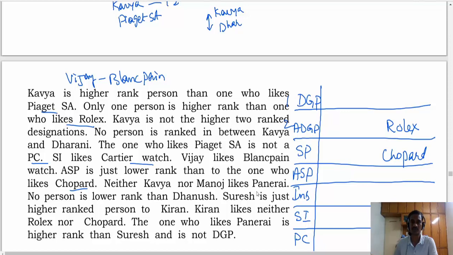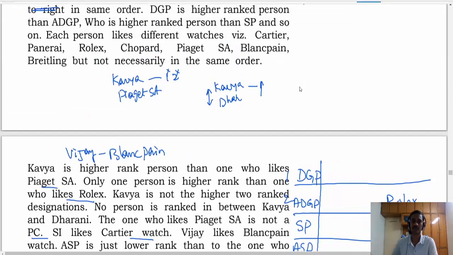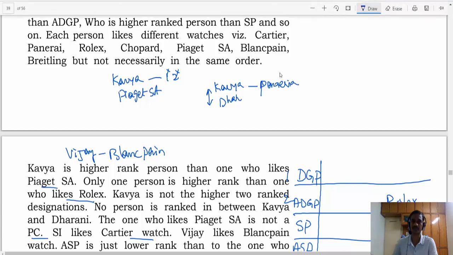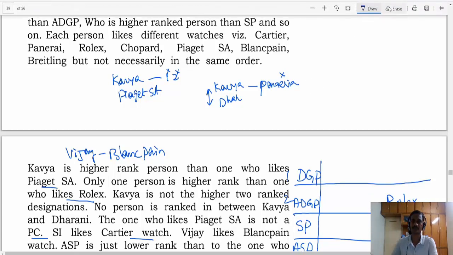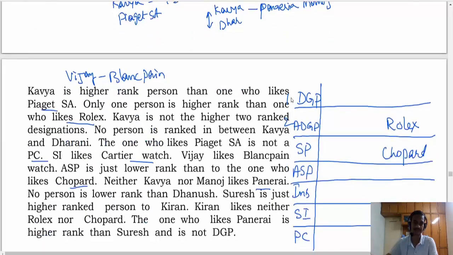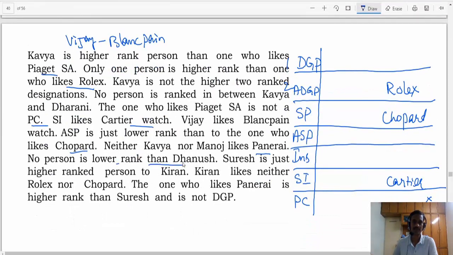Neither Kavya nor Manoj likes Panaria. Panaria is ruled out. Neither Kavya nor Manoj likes the watch Panaria, so Panaria cannot be here. Okay, then next one. No person is lower rank than Dhanush. Hence Dhanush must be police constable.